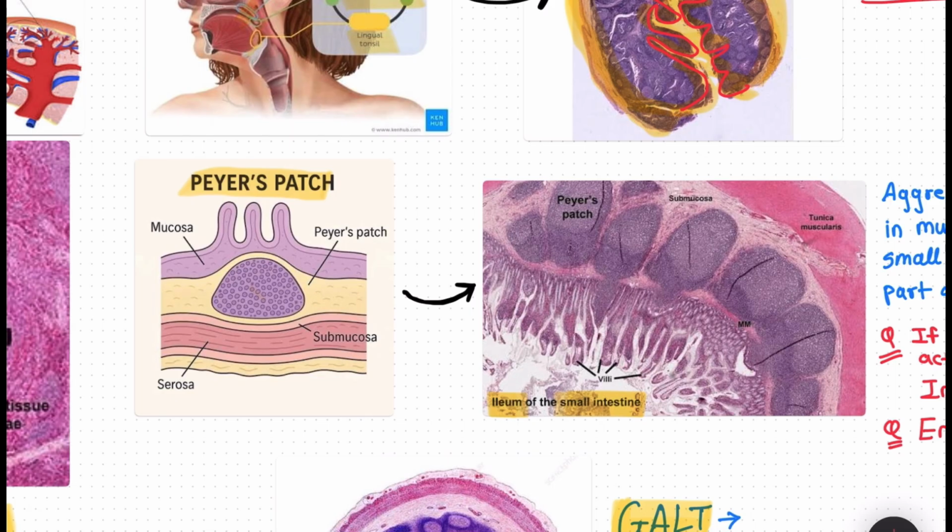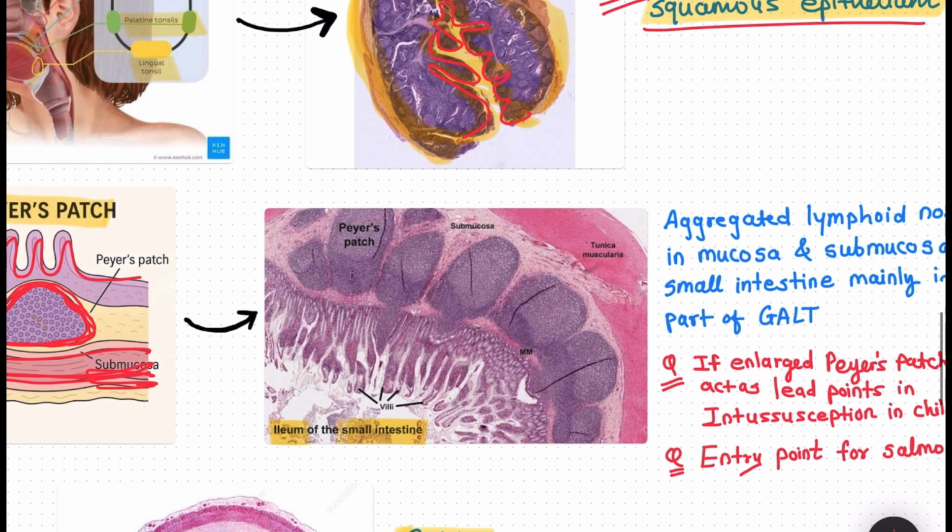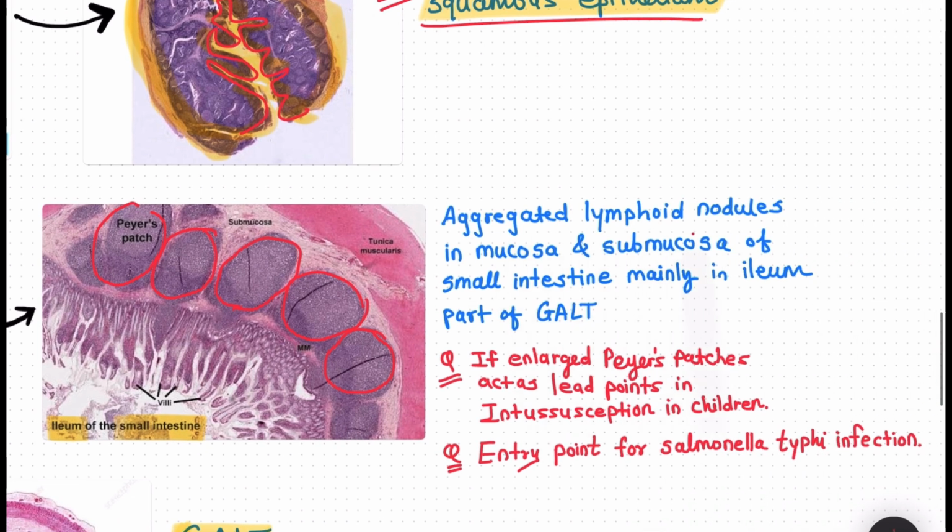This is the mucosa and this is submucosa. Peyer's patches are nothing but patches of lymphoid tissue present between mucosa and submucosa in the ileum of the small intestine. These bluish collections of lymphocytes between mucosa and submucosa are Peyer's patches. These are aggregated lymphoid nodules in mucosa and submucosa of the small intestine, mainly in the ileum. It is also a part of gut associated lymphoid tissue.